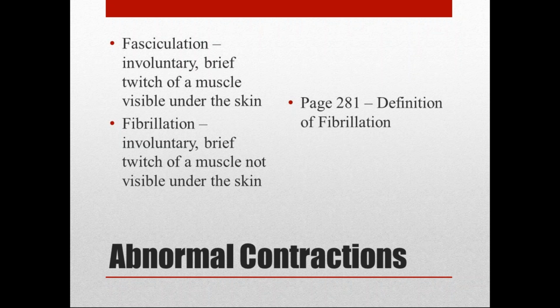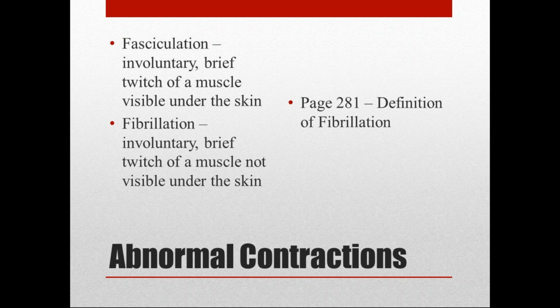Basically fibrillations are deeper, like in the heart, but they also happen deep in skeletal muscles too. You don't usually see them, but you can palpate them, and they usually occur in a lot of different neuromuscular disorders. For instance, ataxia. You can feel a lot of both fasciculations and fibrillations in ataxia. It's not visible under the skin, it's deeper, but you would be able to feel the twitching of the muscle deep within it.